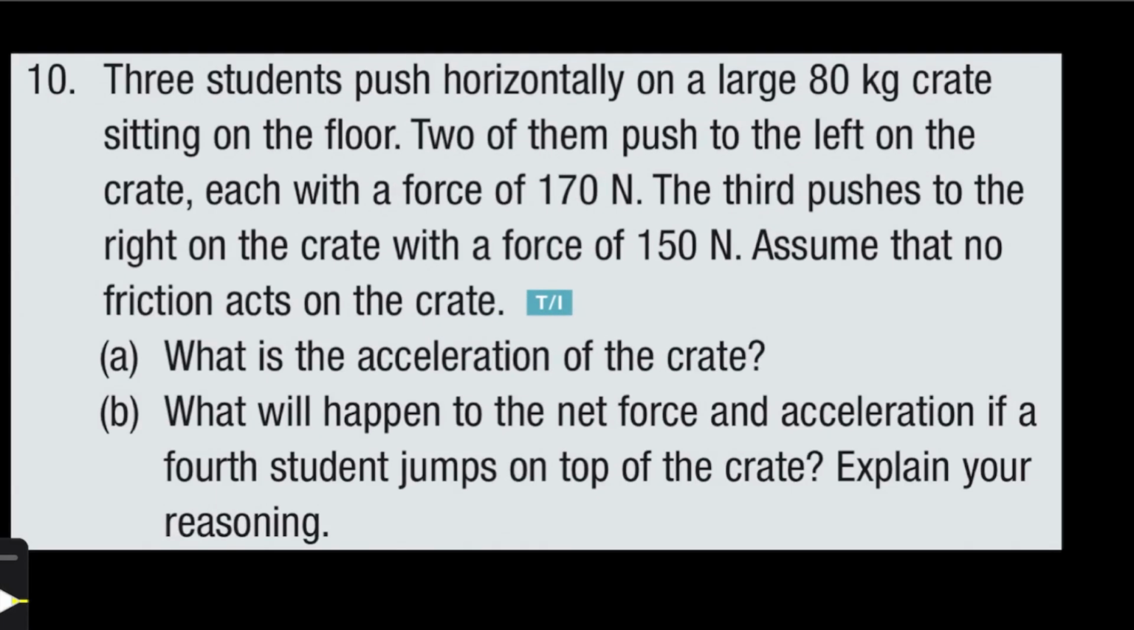Our next question, number 10, we have 3 students push horizontally on a large 80 kilogram crate sitting on the floor. 2 of them push to the left on the crate, each with a force of 170 newtons. The third pushes to the right on the crate with a force of 150 newtons. And they want us to assume that no friction acts on the crate. They're asking us what is the acceleration of the crate and what will happen to the net force and acceleration if a 4th student jumps on top of the crate. And they want us to explain our reasoning. Wow, this is a very long question.